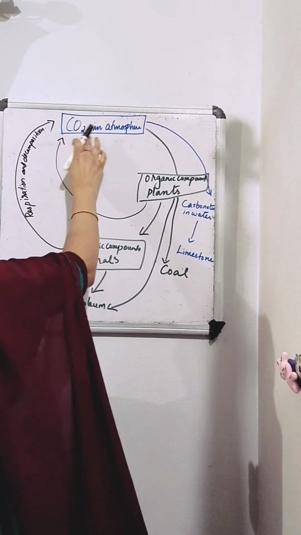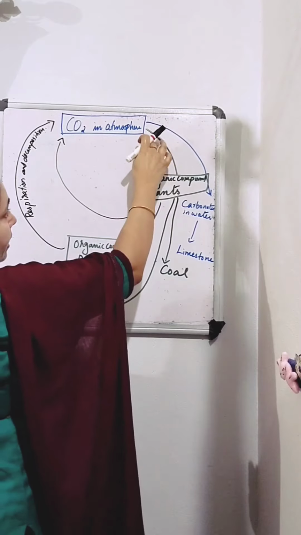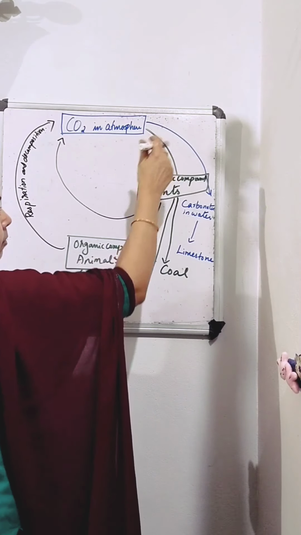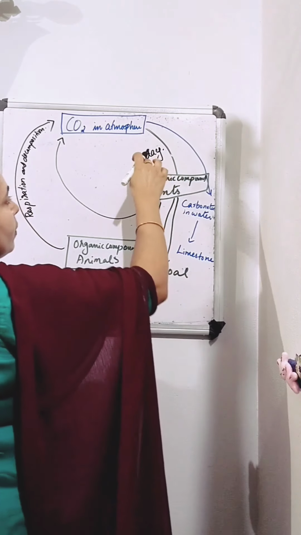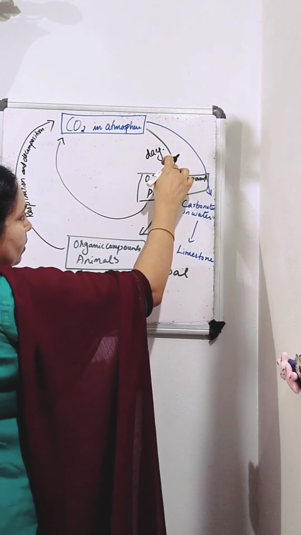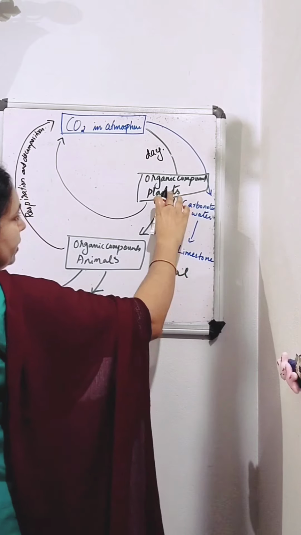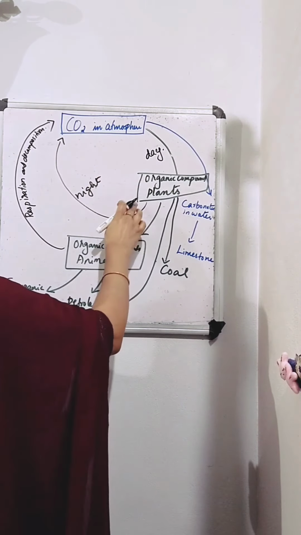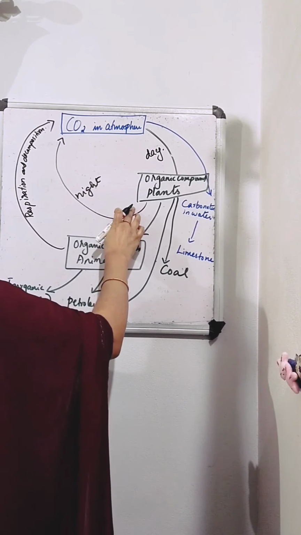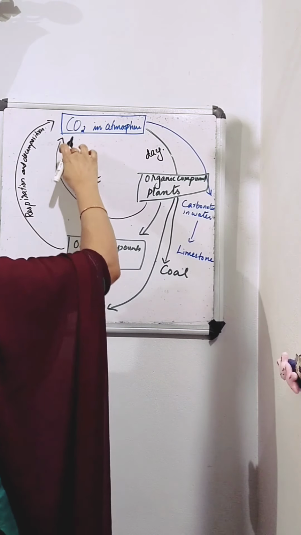So here, carbon dioxide in the atmosphere. During daytime, what happens? The plants are preparing food. So they take in the carbon dioxide and prepare food. And during night, what happens? They are breathing out. Respiration is taking place. So they are giving out carbon dioxide.